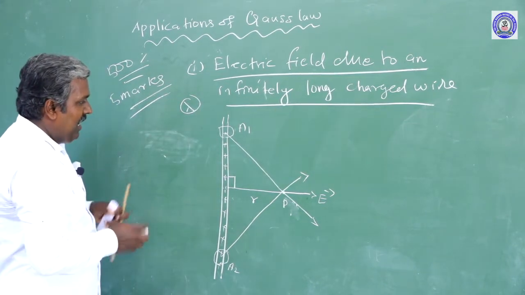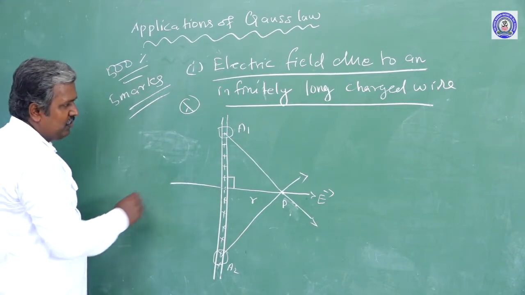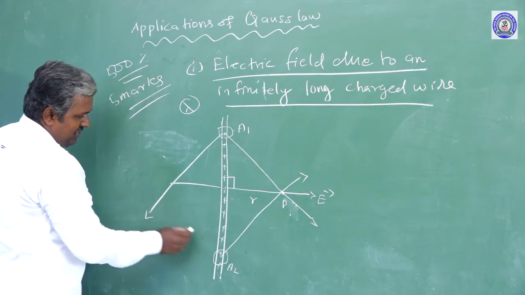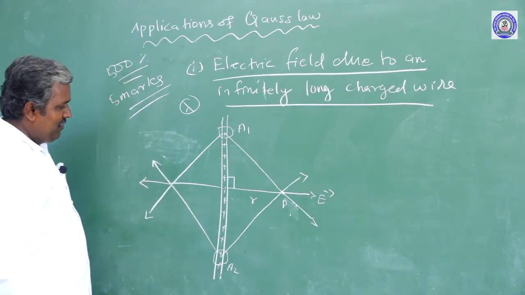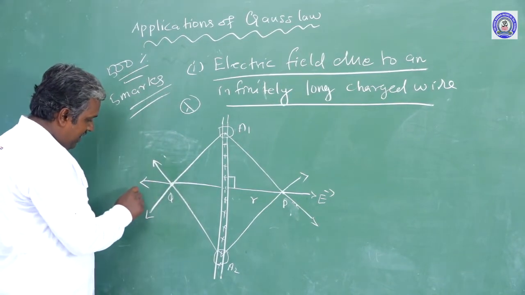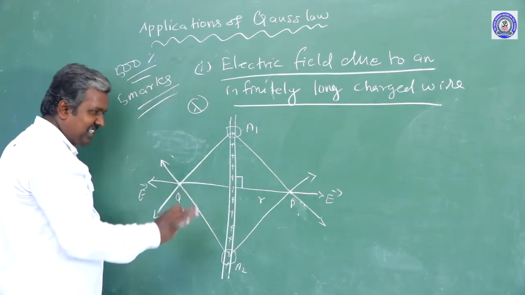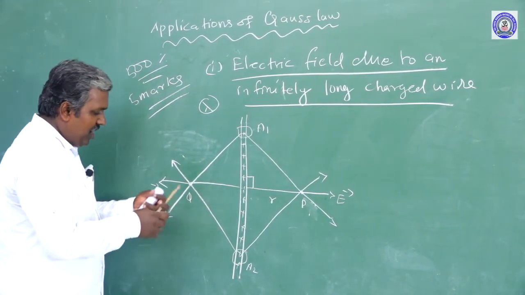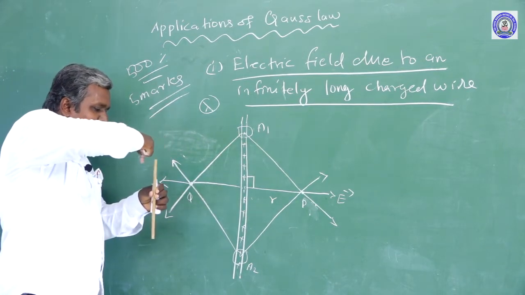At the same time, on this side also, it acts like this. So the electric field at point P and Q will be the same. Join this point and this point like this. Am I correct or not?